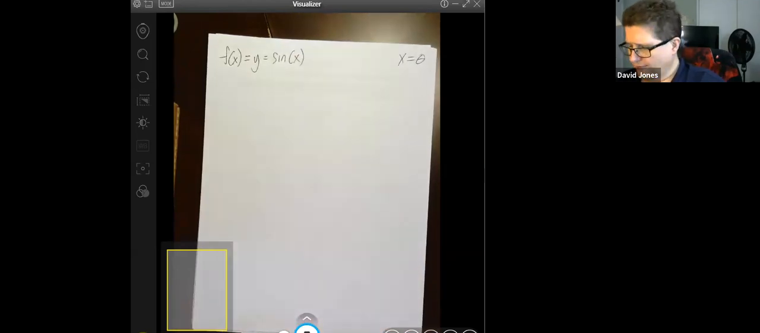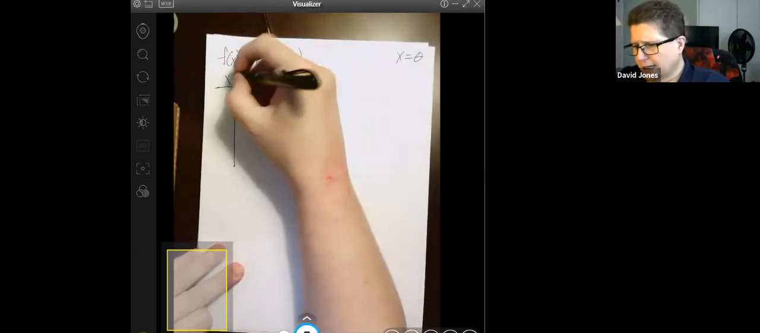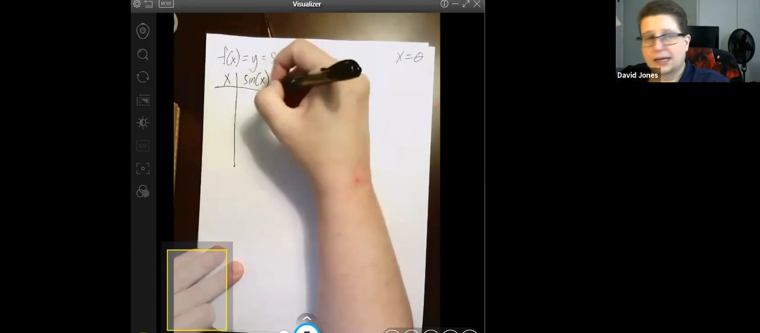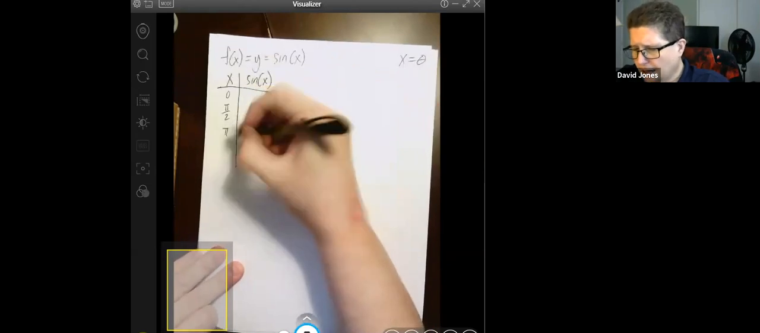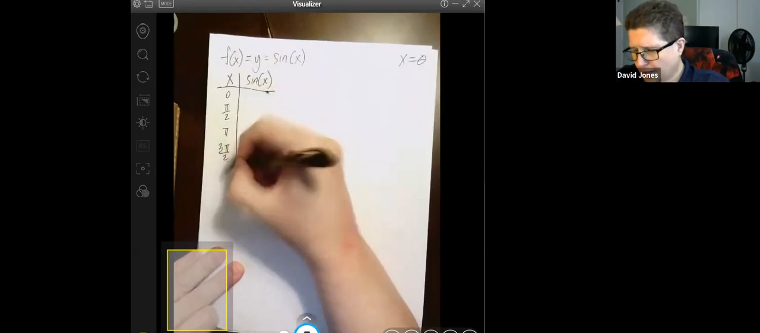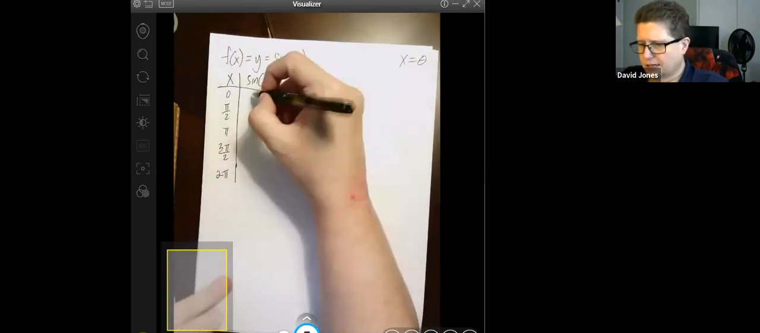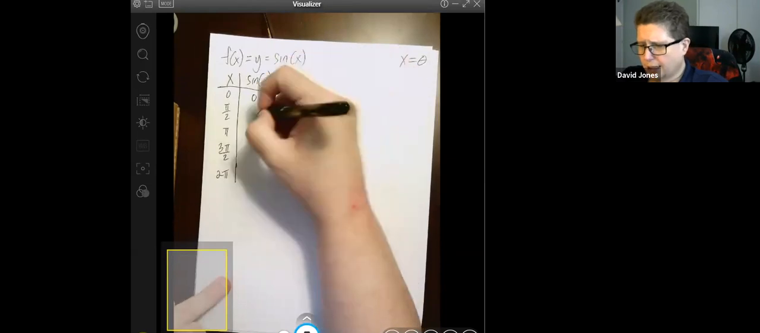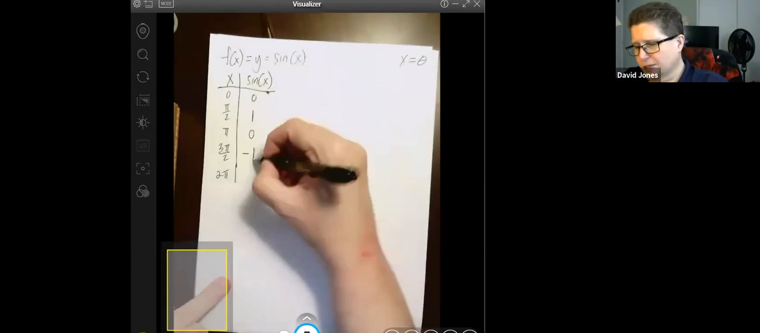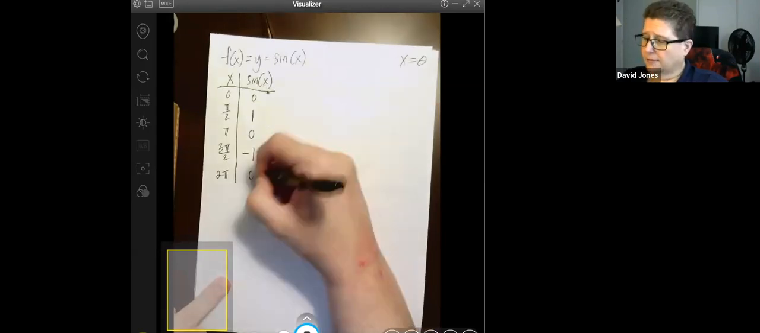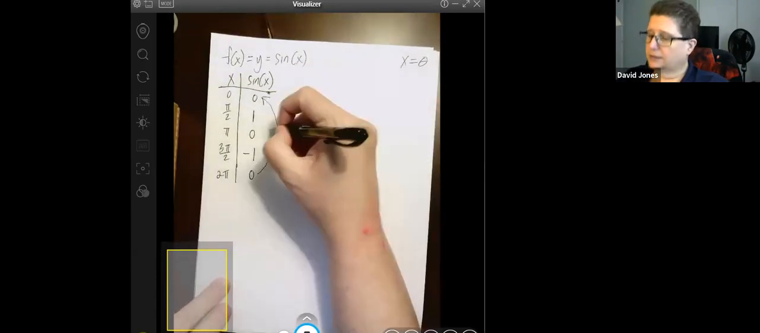So what do we have? Let's just plug in the ones on the quadrants. We've got 0, pi over 2, pi, 3 pi over 2, 2 pi. When I stick in 0, sine of 0 is 0. Pi over 2 is 1. Pi is 0 again, except 3 pi over 2 is negative 1. And notice this is where it starts to repeat. Those are equal.